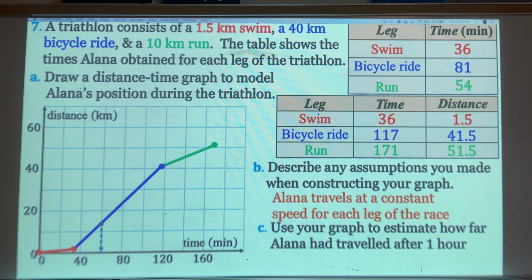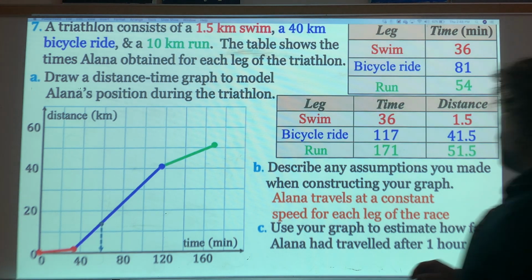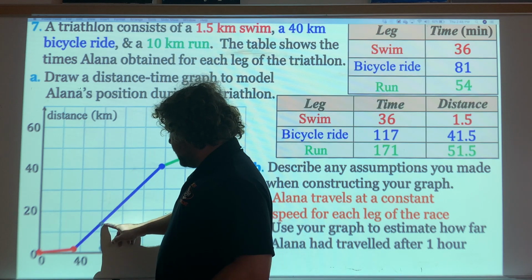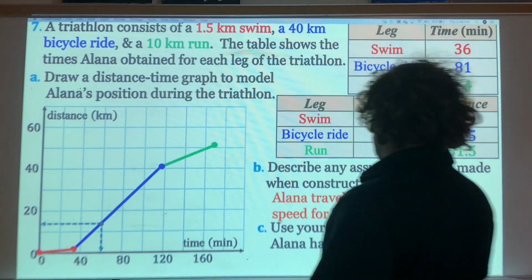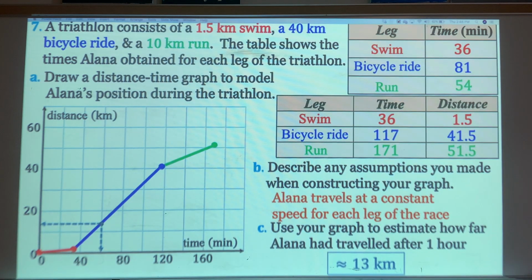Use your graph to estimate how far they traveled after 1 hour. 1 hour is 60 minutes, so you go up here, you go to the right, and you can estimate that it's about 13 kilometers. It's a little bit, about halfway between 10 and 20. All right.